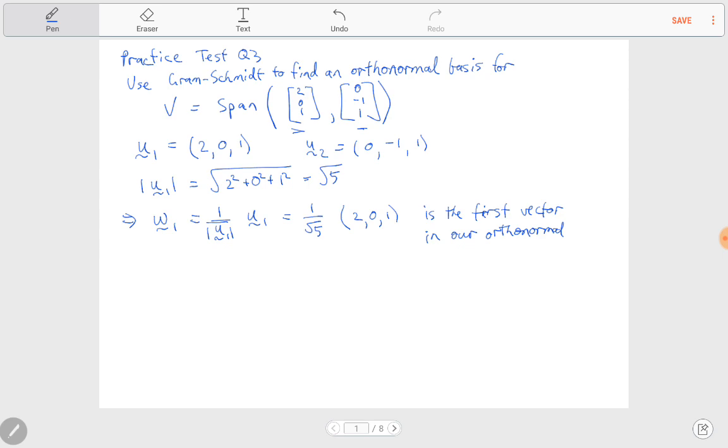The next step is to find a vector which is orthogonal. We need to find the component of U2 which is orthogonal to U1. So the way we do that is, this is just an explanation, which you'll find in lecture slides and in the study guide.